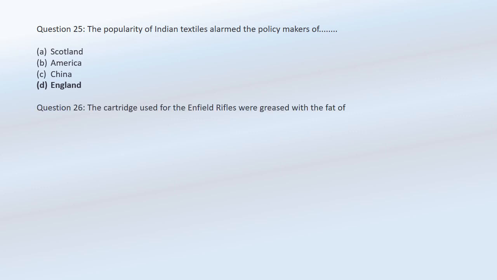Question 26. The cartridge used for Enfield rifles were greased with the fat of A. Buffaloes and cows. B. Eggs and chicken. C. Pigs and buffaloes. D. Pigs and cows. Option D is the right answer. The cartridge used for Enfield rifles was greased with the fat of pigs and cows.